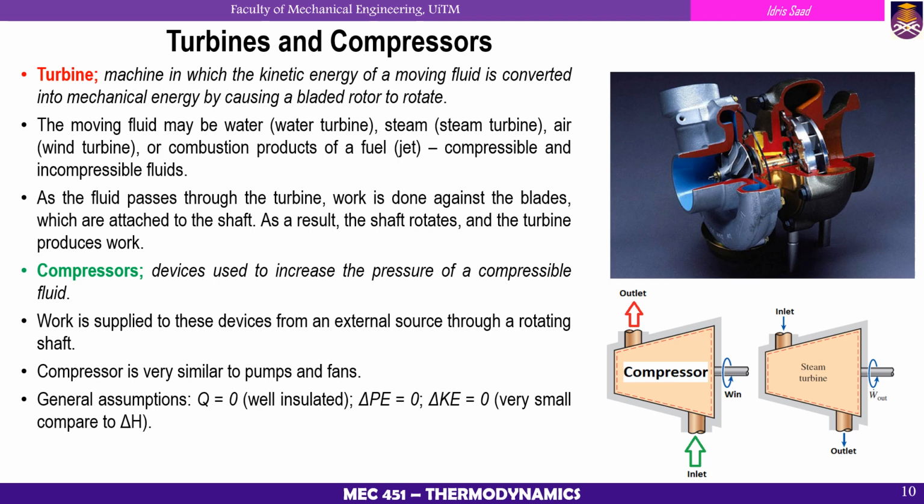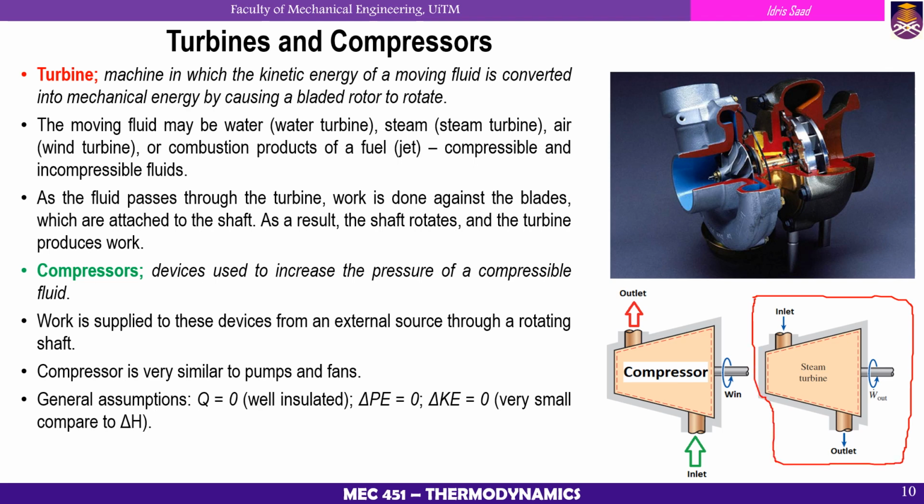As the fluid passes through the turbine, work is done against the blades, which are attached to the shaft. As a result, the shaft will rotate and the turbine will produce work. Please remember that the turbine produces work output from the moving fluid passing through its turbine blades. The schematic diagram of the turbine is given at the bottom right of the figure. This is basically the schematic diagram of the steam turbine.